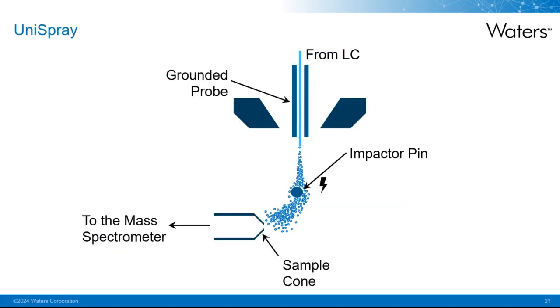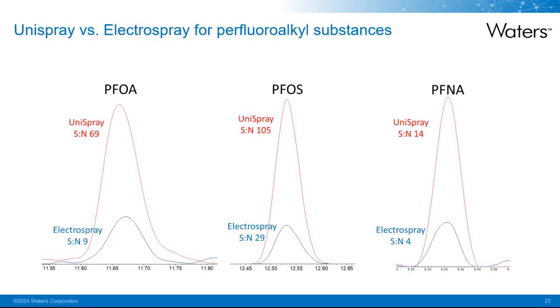ESI and APCI, as we discussed, are used extensively, but there are other ionization techniques available. For example, the novel ionization source developed by Waters called Unispray. This is actually based on the Coanda effect. More details of this can be found on our website. On this slide, you can see a difference in the response and signal to noise for Unispray, shown in red, and ESI, in blue, for 3 PFAS compounds. As you can see, there is a much higher response and signal to noise for the PFAS species in red compared to ESI, which shows one of the benefits of Unispray ionization.